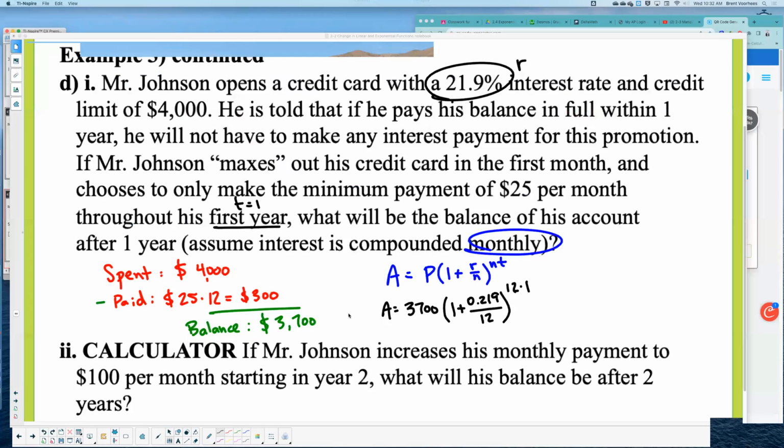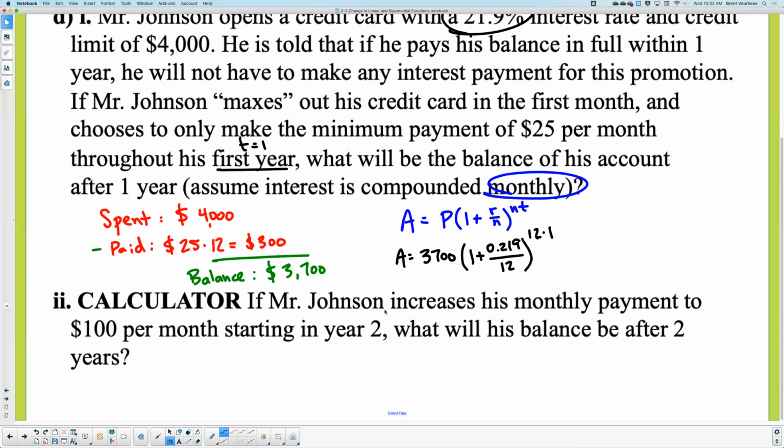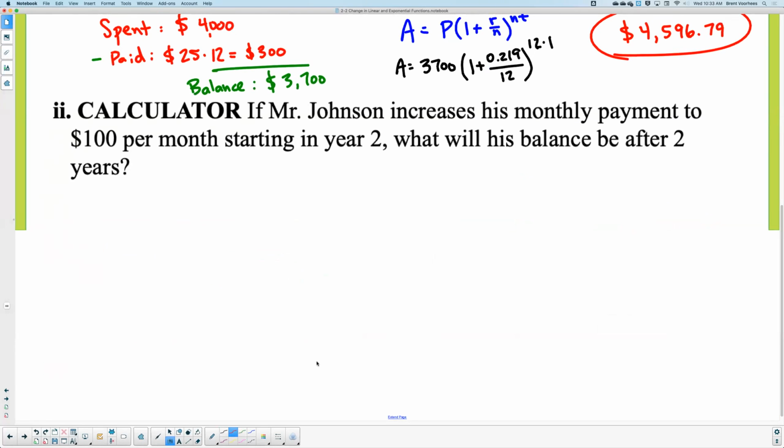Let's go to part B. So what's our answer here that we come up with? Sorry, let me write that down. 4,596 and 79 cents. Okay, that's our new balance. That's what I was just telling you about my friend. If Mr. Johnson increases his monthly payment to $100 a month starting in year 2, what will his balance be after 2 years? That's gonna get really depressing.